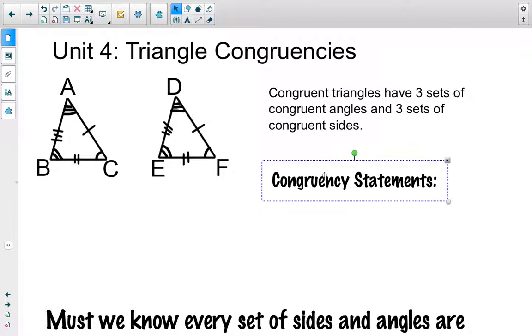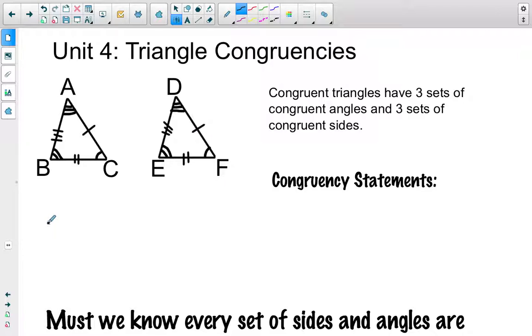Now, a lot of times on the quizzes and the tests and the homework, I'm going to ask you to write congruency statements. And these are very simply just matching parts up. Okay, so I'll give you an example. So let's say I start with triangle ABC, or actually I'll go in a different order. Let's go BCA. Okay, we could say triangle BCA is congruent to triangle.